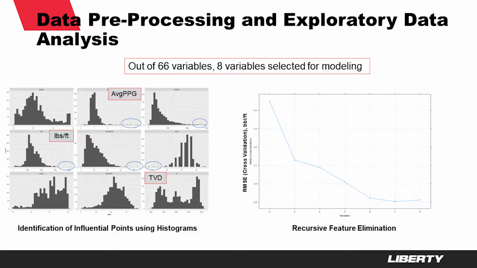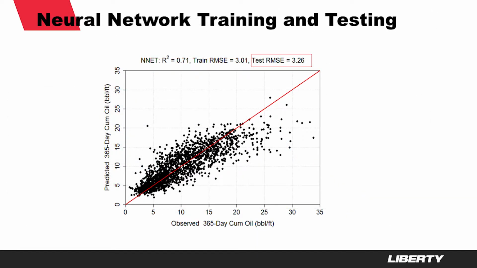With recursive feature elimination, in this particular project, we were able to obtain 8 variables that we had to select for the final modeling. Here you see the neural network training and testing. On the y-axis is the predicted oil production, the x-axis shows the observed oil production, and you can see quite a bit of scatter, but the neural network model is pretty good in terms of predictions.